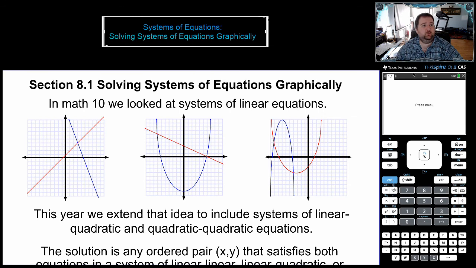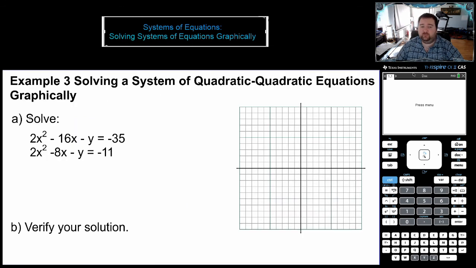In this lesson, we're going to be actually solving systems of quadratic-quadratic equations graphically. So let's get started with that. We're being asked to graph these two equations. They are both quadratic equations, and we know that because of the x squared terms here. So let's get started with this.